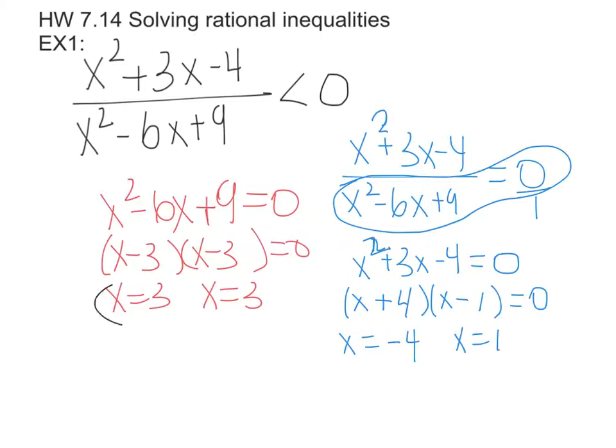Okay, so now you see I have three different values for x here. I have my critical value, x equals 3, and then I have these two values, x equals negative 4 and x equals 1. What I'm going to do now is create a number line, and this number line is going to help us bring back the inequality. So let's do that.